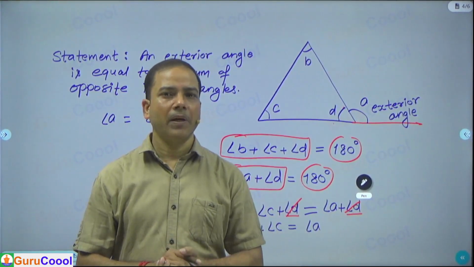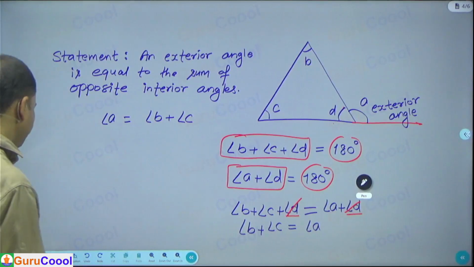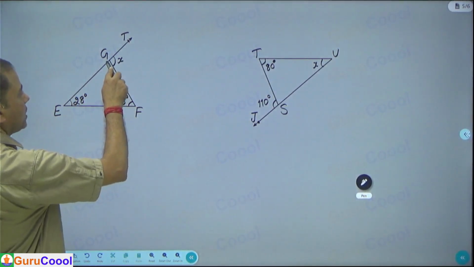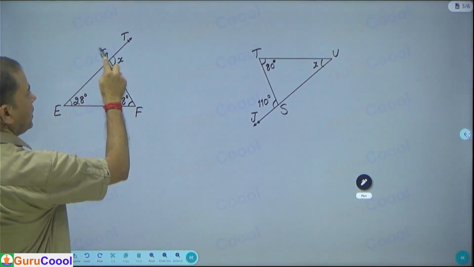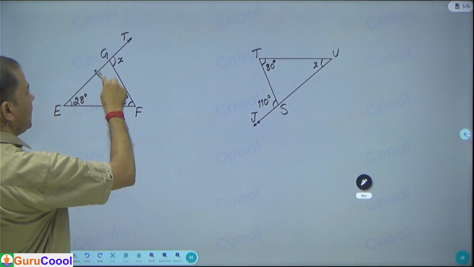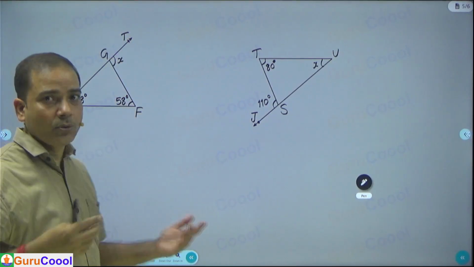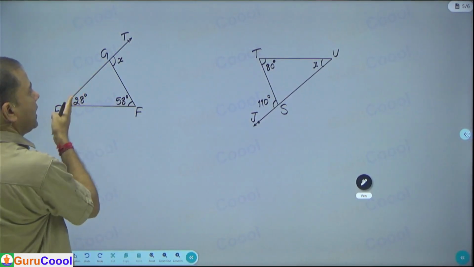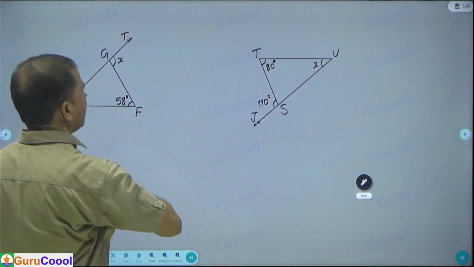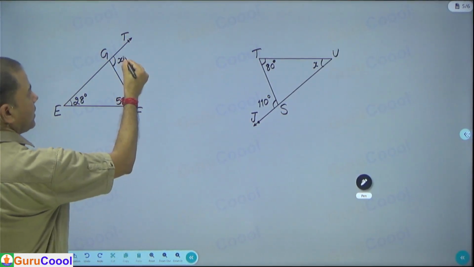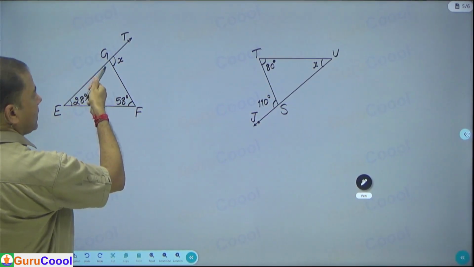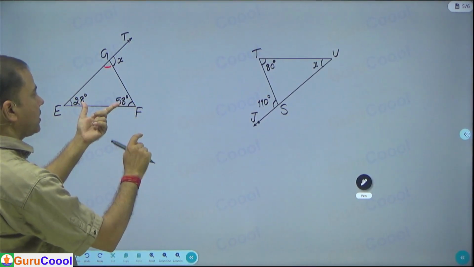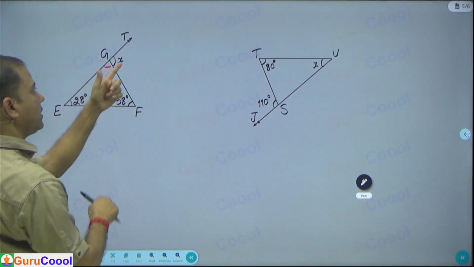What kind of questions may be there? I'll show you some examples. Here I have taken two example questions. You can see a triangle EFG and one of the sides EG has been extended in this direction. As I told you, you have to extend only one direction. So EG has been extended towards that direction till point T. Notice here is an exterior angle. This is the adjacent angle that we don't have to consider. These two angles are opposite interior angles for this exterior angle.